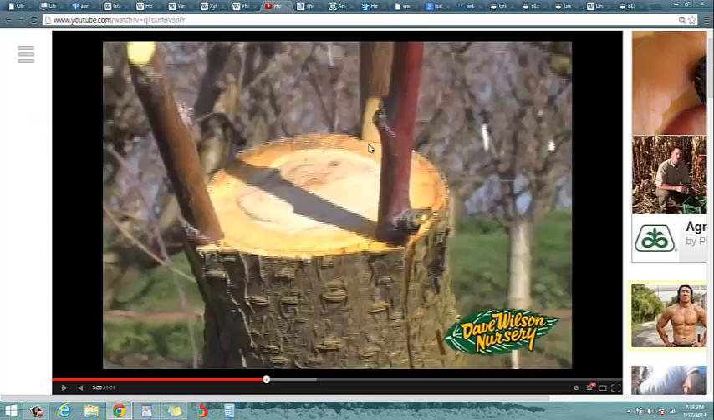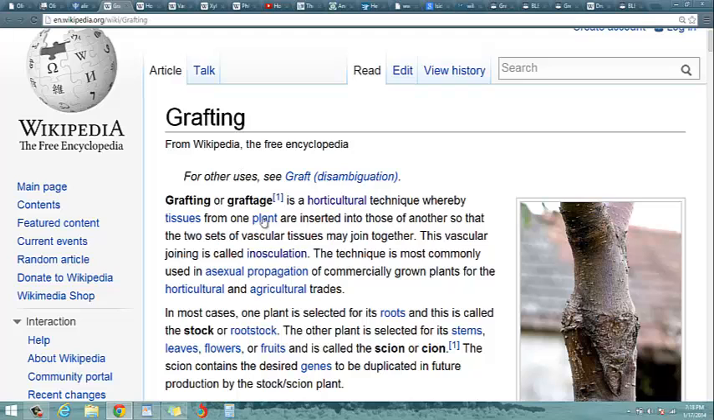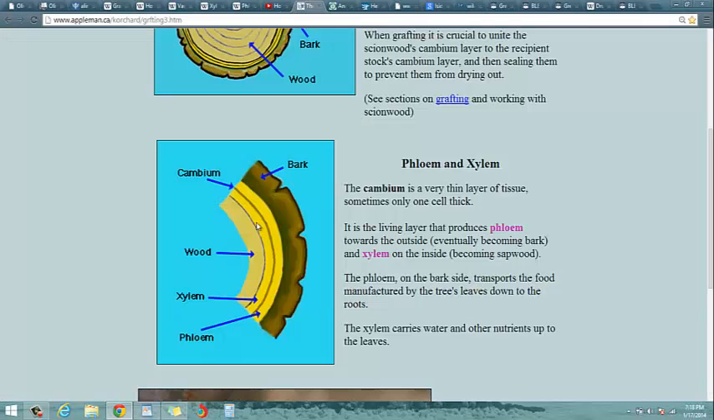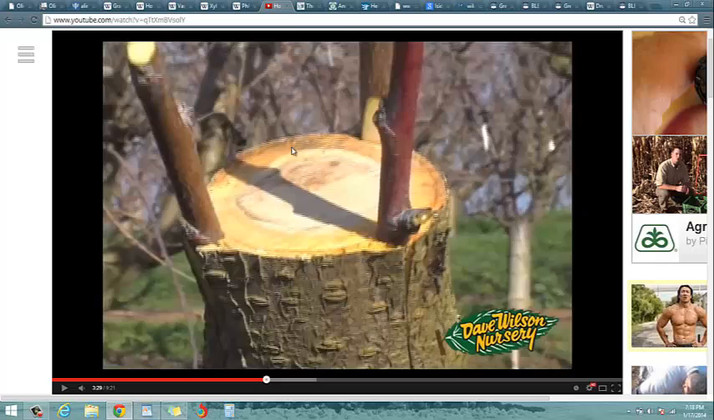So therefore, the water and nutrients from this plant and the water and nutrients from the scion branch and the water and nutrients from this rootstock need to be put together, need to be joined together. The vascular tissue, which is located where? Right here, which is where? The cambium layer, which has what? The phloem and the xylem. They need to be inserted here so that why? The water and nutrients from this branch and this branch can now flow into this tree.